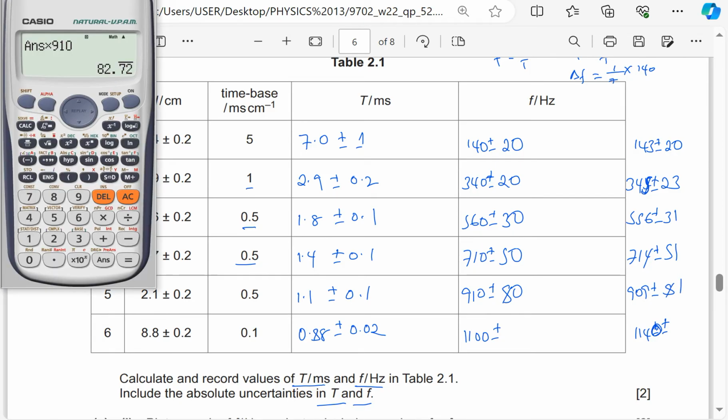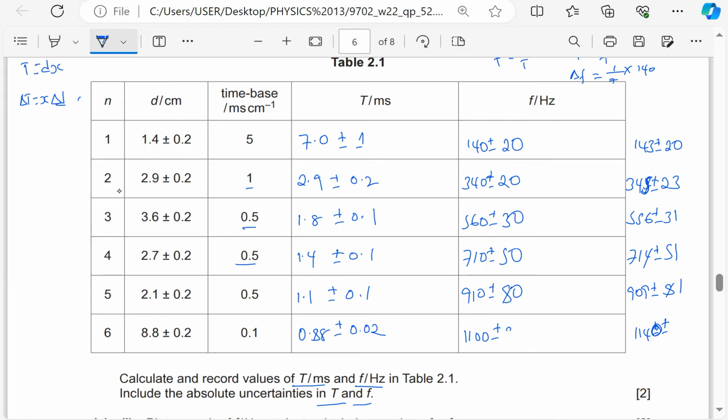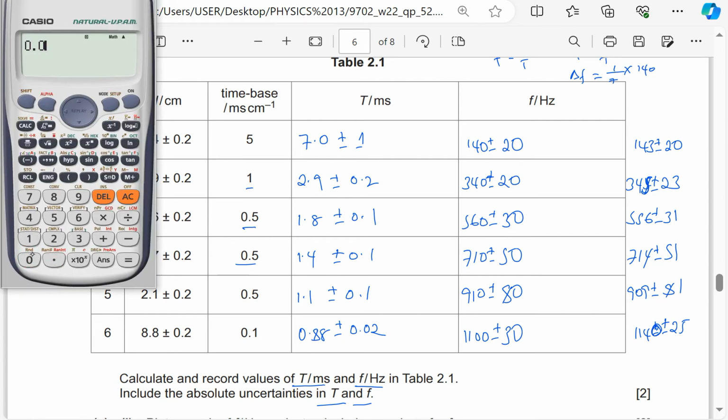Then you could have 0.02 divided by 0.88 times 1100. This is 25, which is approximately 30. Or you could have 25 here. You can check the last one, 0.02 divided by 0.88 times 1140. It's approximately 26.